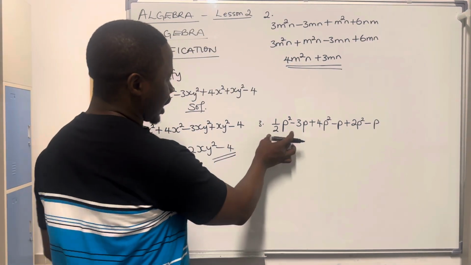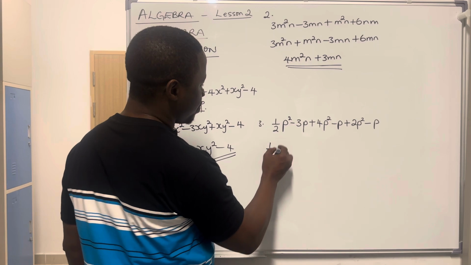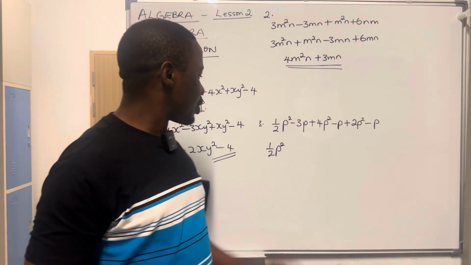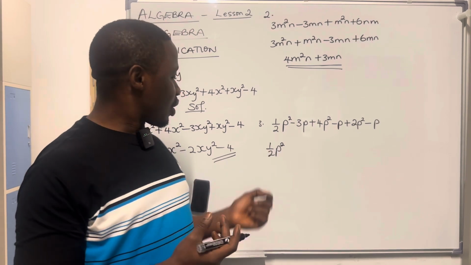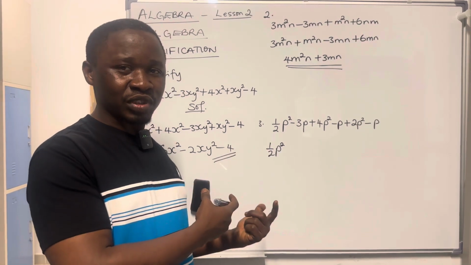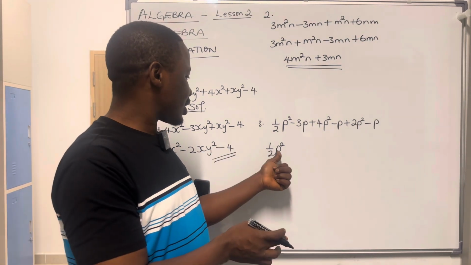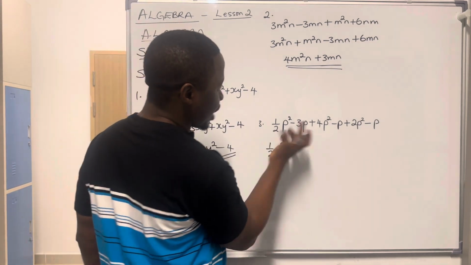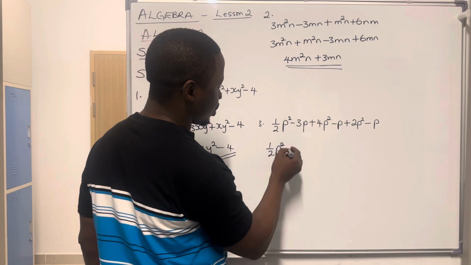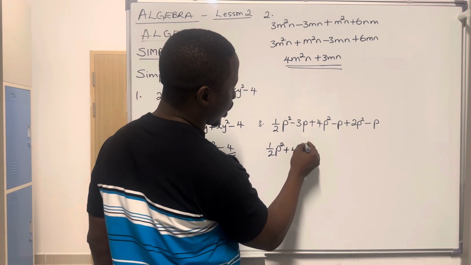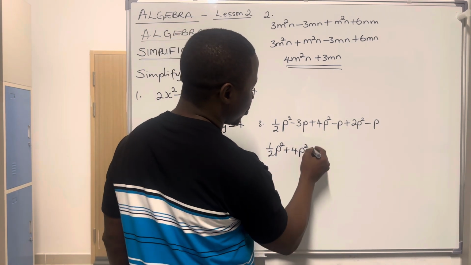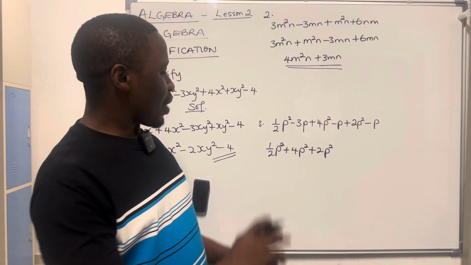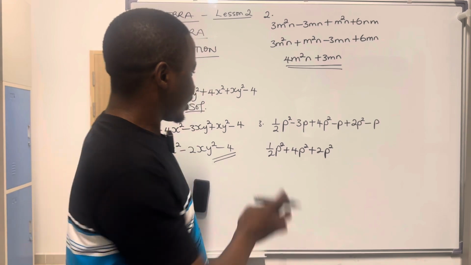The last one is half p squared. Do we have any other term with p squared? Ignore the coefficient. Ignore what is in front. What matters is what? The variable and the power. P squared. Any other one with p squared? We have this one. Plus 4p squared. Here is another. Plus 2p squared. Okay. Now we are done with those with p squared.